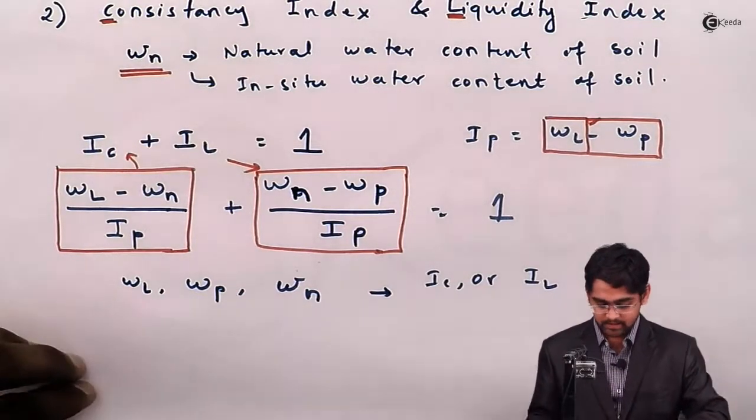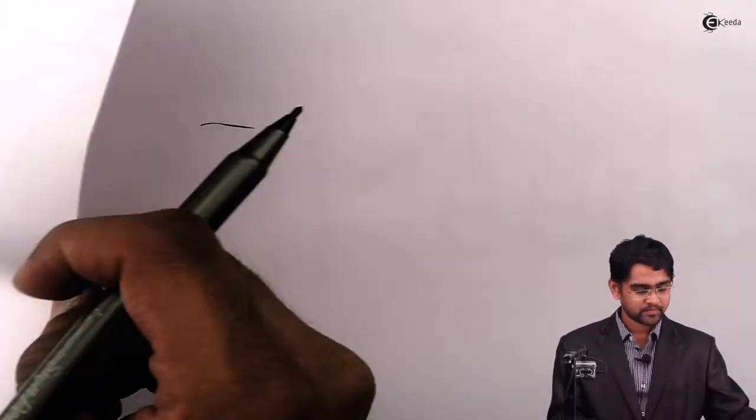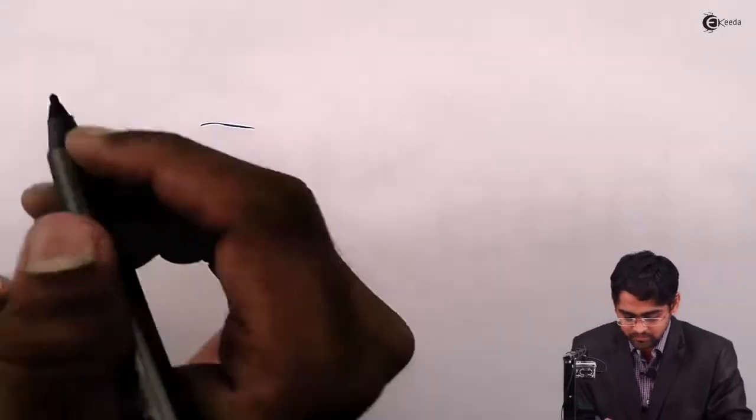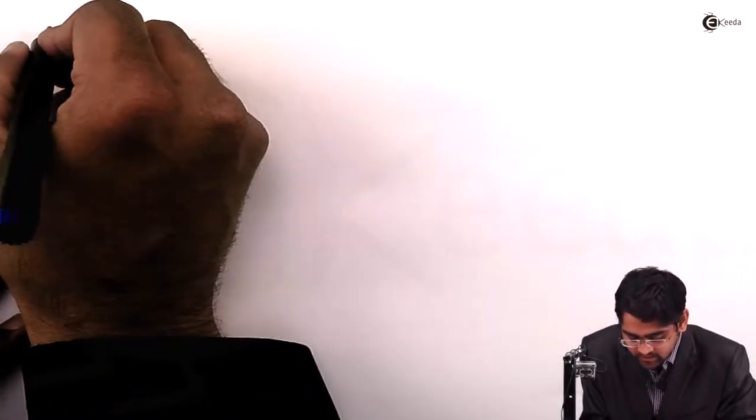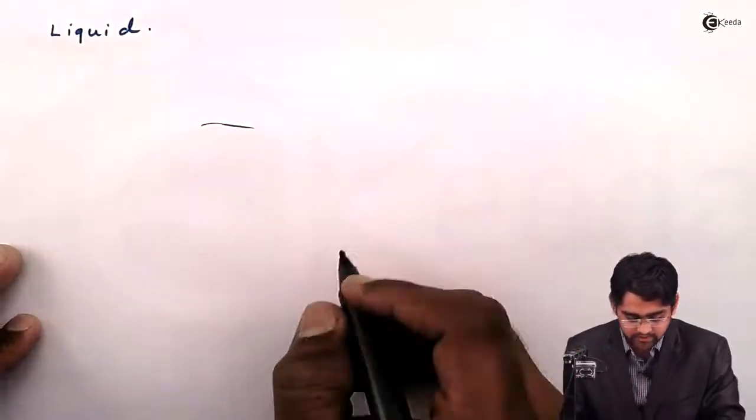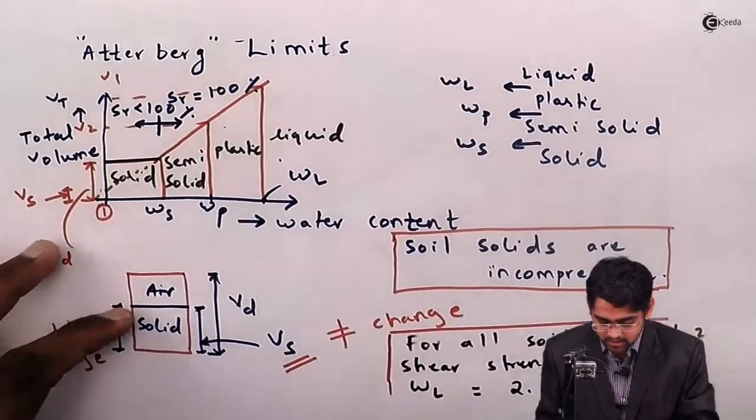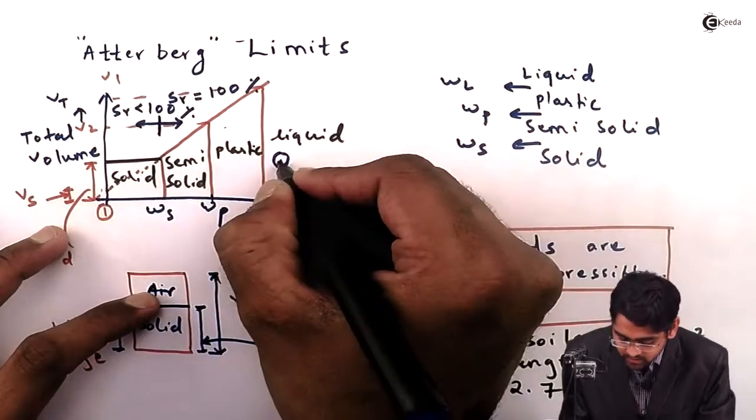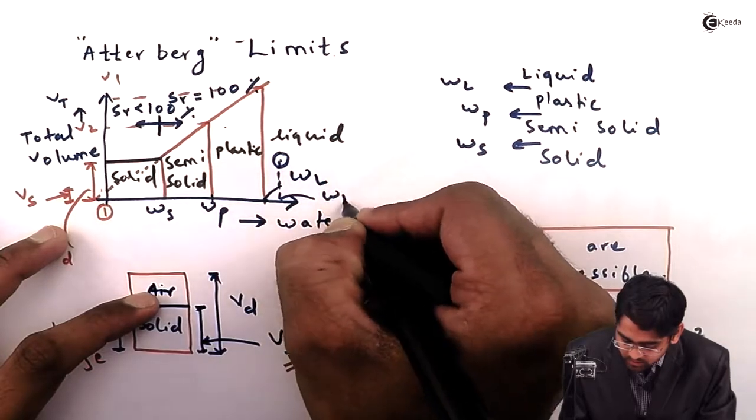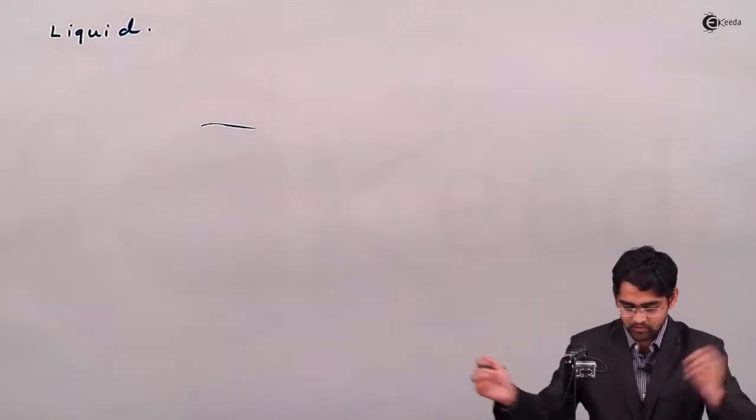Depending on this consistency index and liquidity index, it has got practical significance, and it is shown by a smart table. It is like this. We generally have 4 phases. For the liquid phase, the natural water content will be here. This is the natural water content for the liquid phase. Better I will draw a separate diagram for the liquid phase.